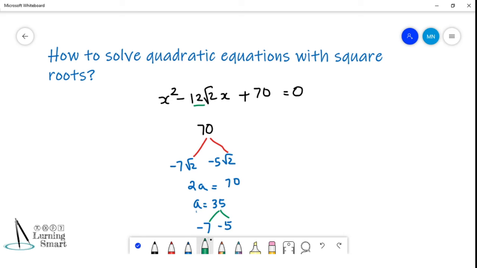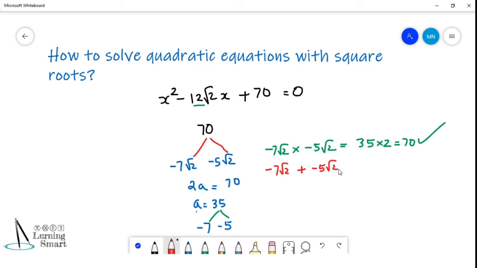Now again you can check. Minus 7 root 2 multiplied by minus 5 root 2, you get 7 multiplied by 5 is 35. Root 2 multiplied by root 2 is 2, so 70. Yes. Now add them. Minus 7 root 2 plus minus 5 root 2 is equal to minus 12 root 2. Okay, so you got the coefficient of x and the constant.